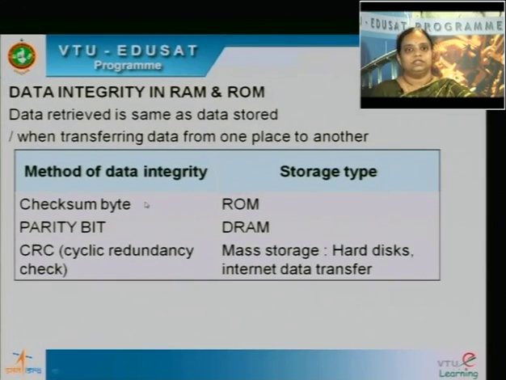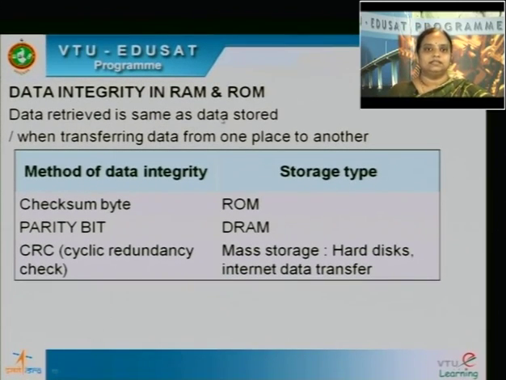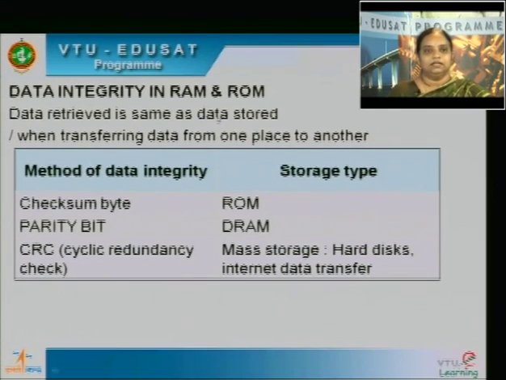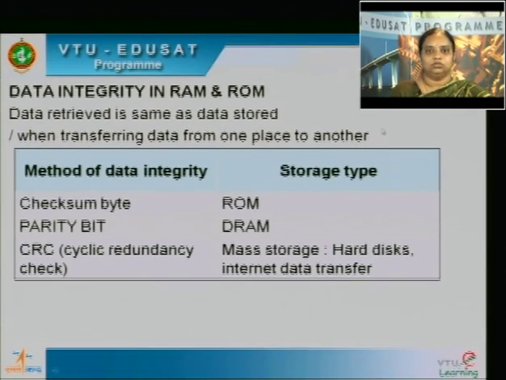The last portion that we are talking about is data integrity in RAM and ROM. So what do you mean by data integrity? Data integrity is: you write some data into memory, and when you retrieve it, you should get the same data that you have stored. If this is so, then you say that data integrity is maintained. Or when we are transferring data from one place to another, whatever you have transferred, you should receive.